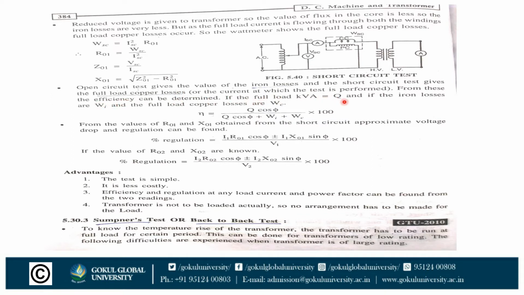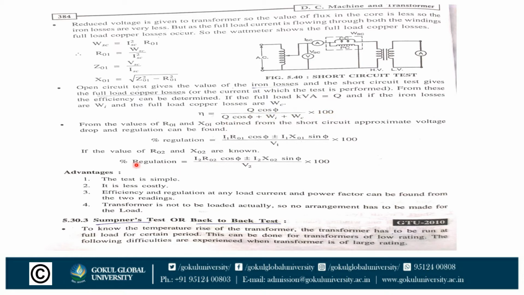If the full load kVA is Q and if the iron loss is Wi and full load copper loss is Wc, then efficiency is equal to Q cos phi divided by Q cos phi plus Wi plus Wc, into 100.